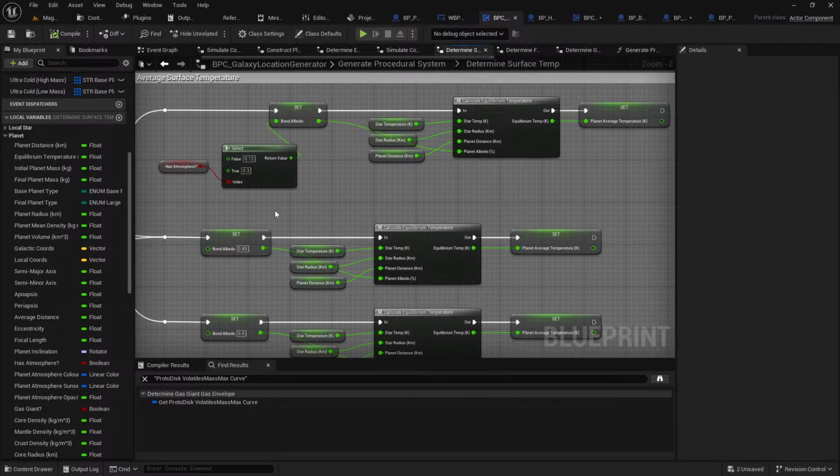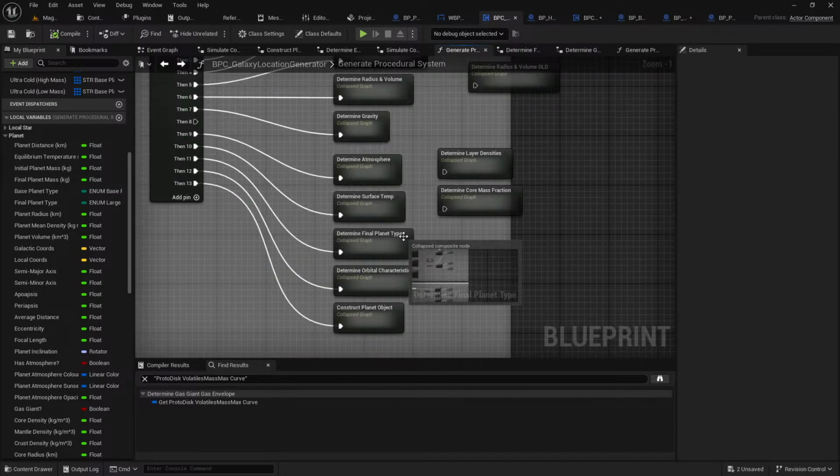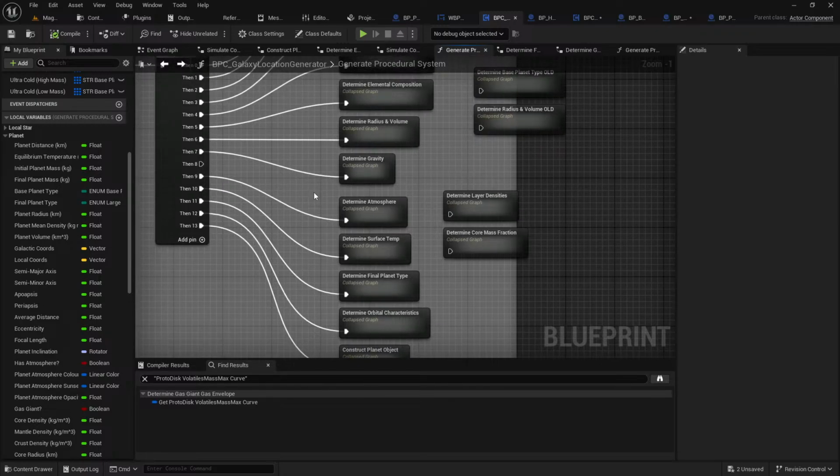Some of these can be calculated a little bit more accurately now. The job for today is to really flesh out all the data points that are required for determining whether or not a planet has life.